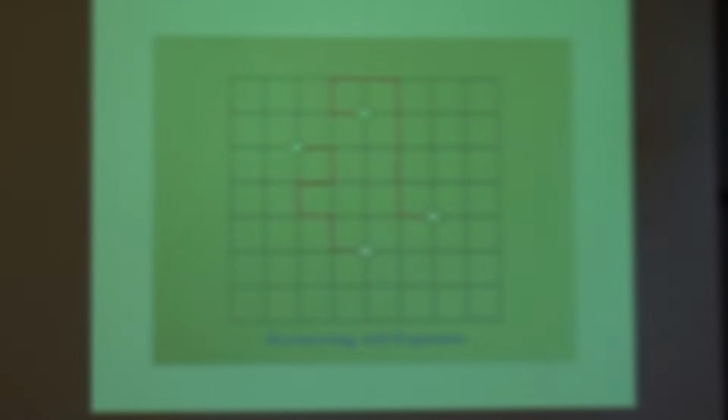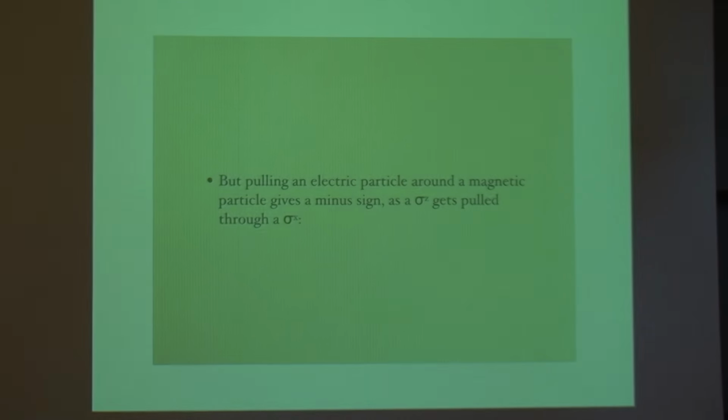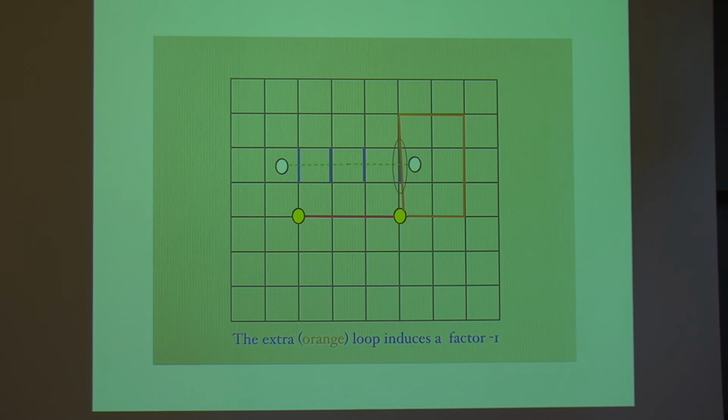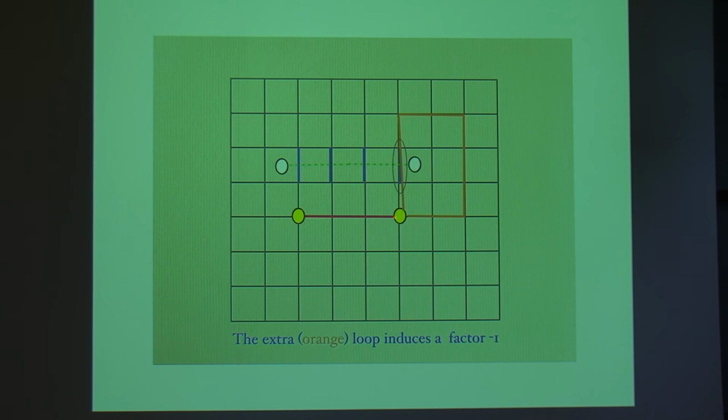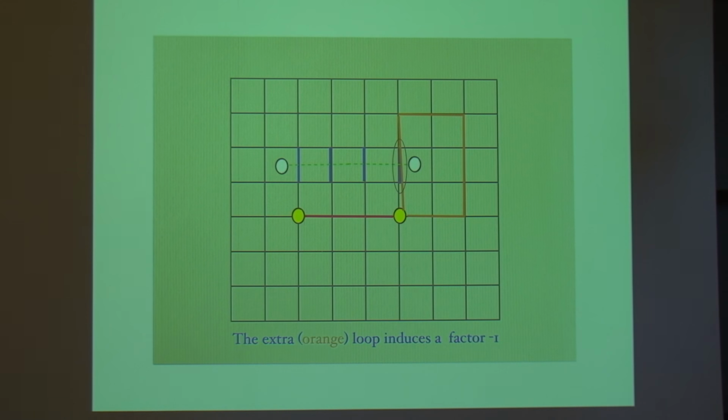Here's a diagram, in view of the time I will not go through this in detail. But if you want to exchange a magnetic and electric particle, or here in this diagram, simply to have an electric particle move around a magnetic particle, this is a bunch of sigma x's, and here at this link we have, because of the magnetic charge, the sigma z. These don't commute, and that's a minus sign.